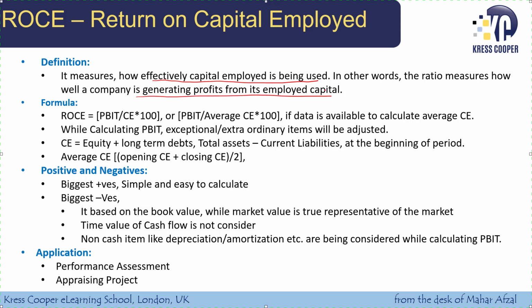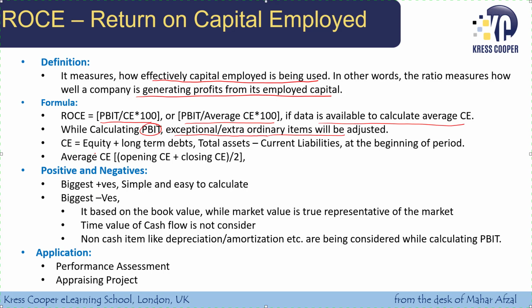The formula to calculate the return on capital employed is profit before interest and tax divided by capital employed, into 100. It may be profit before interest and tax divided by average capital employed, because if the data is available to calculate the average capital, then definitely we will use the average capital employed. While calculating the profit before interest and tax, we need to adjust the exceptional and extraordinary items.